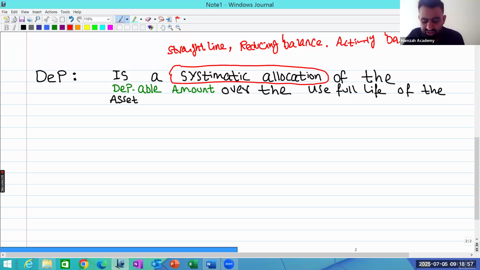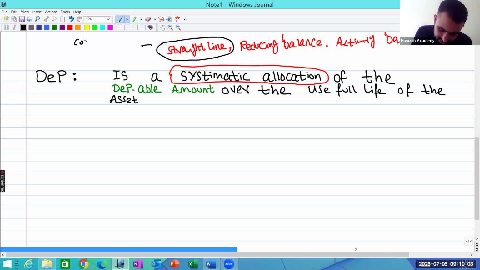Straight line depreciation method: in which you take cost minus residual value divided by life.